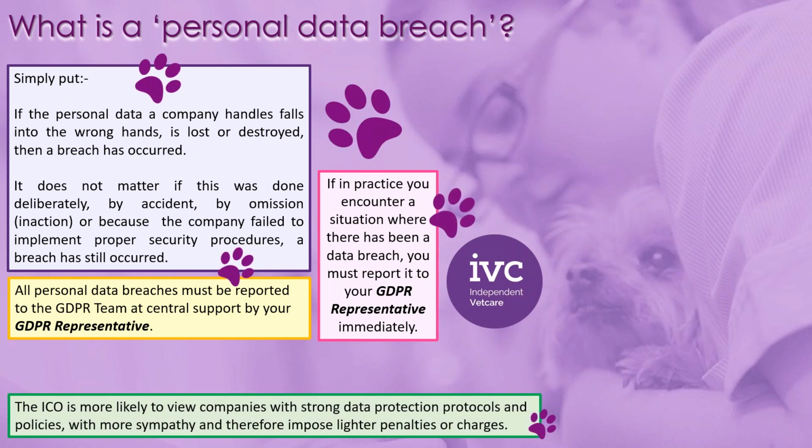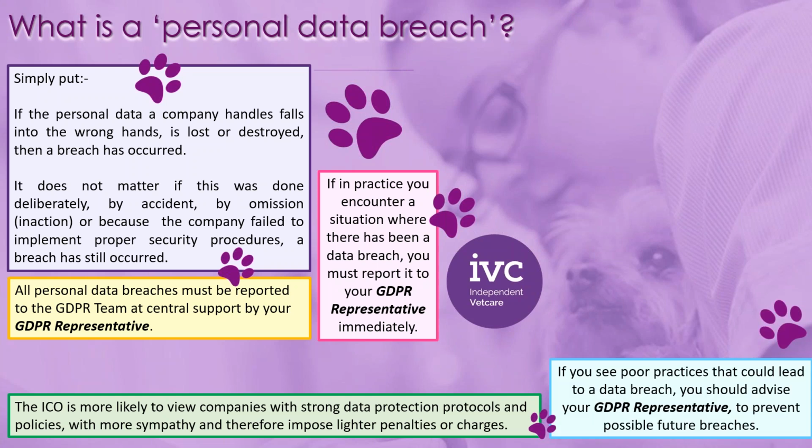The ICO is more likely to view companies with strong data protection protocols and policies with more sympathy and therefore impose lighter penalties or charges. So it's really important that you're following data protection principles day to day. You need to make sure that you're thinking about data protection and how you conduct yourself. If you do see poor practices that might lead to a potential data breach, it's important that you highlight these to your GDPR representative before a breach occurs. At this point, the GDPR representative should take measures to close that gap to try and make sure that a data breach doesn't occur in future.